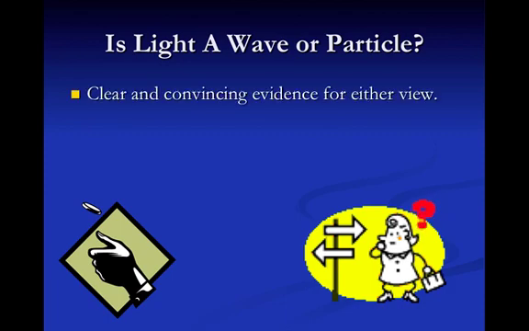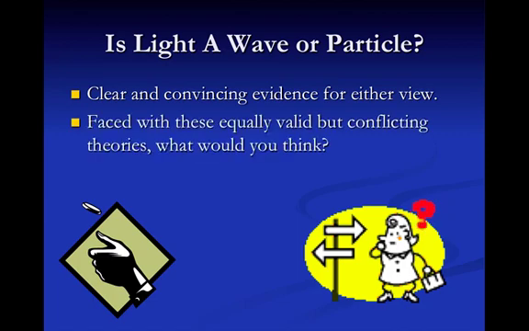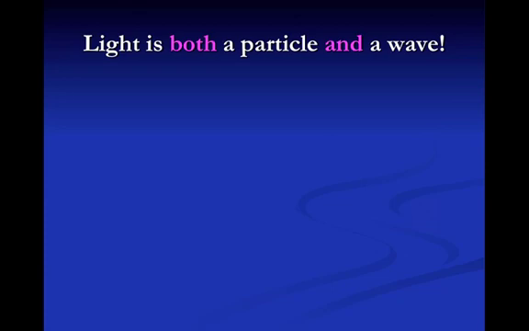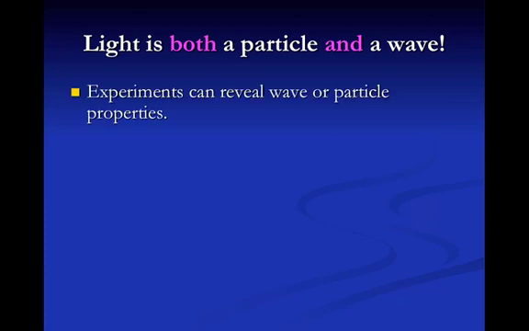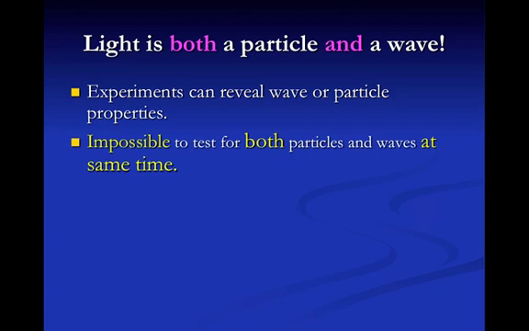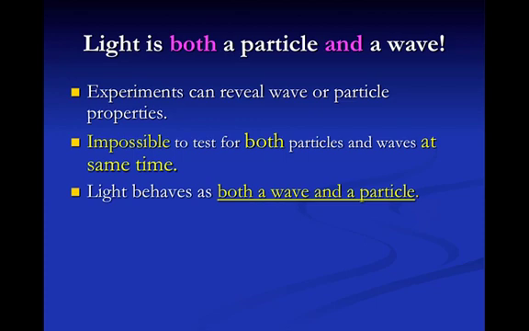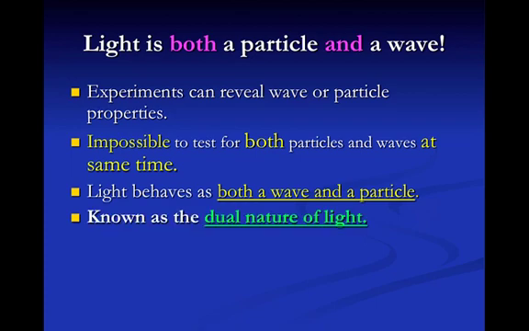So back to our question, is light a wave or a particle? We have clear and convincing evidence for either view. So what would you think? Turns out light is both a wave and a particle. Our experiments can reveal either wave or particle properties, but it's impossible to test for both particles and waves at the same time. That's because light behaves as both a wave and a particle. This is known as the dual nature of light. It turns out to be very important in our leading to the quantum mechanical model of the atom. Please look for part 2.